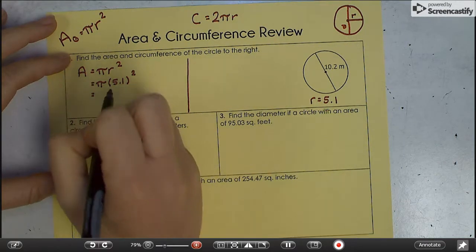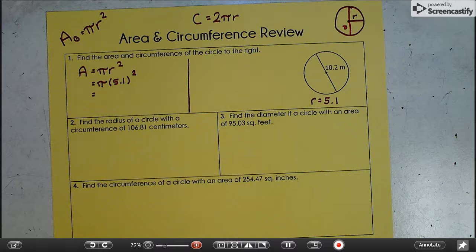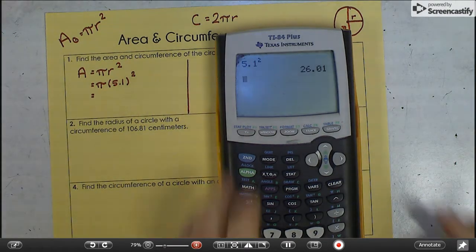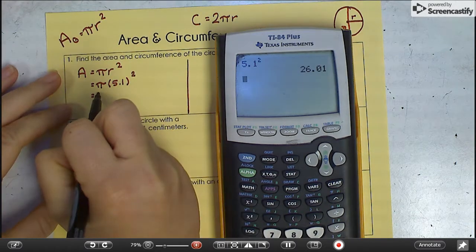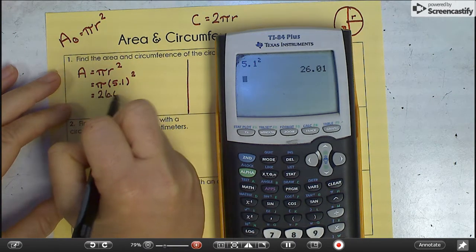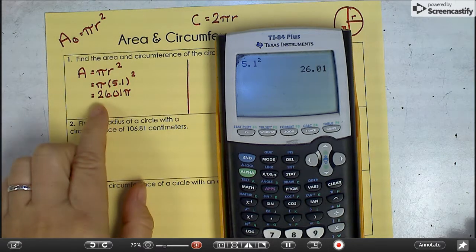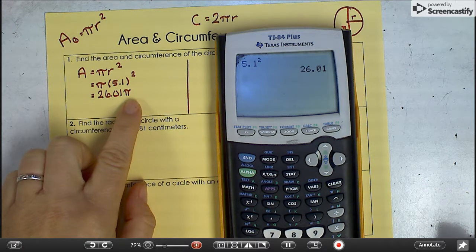So 5.1 squared is 26.01, I think. Hold on, I'll be right back. Just don't want to mess up these calculations. So you would type in 5.1 squared, and yes, 26.01. Now we could write pi and then 26.01, or like I'm doing here, 26.01 pi. This is written in terms of pi, so we still have the pi in the problem.